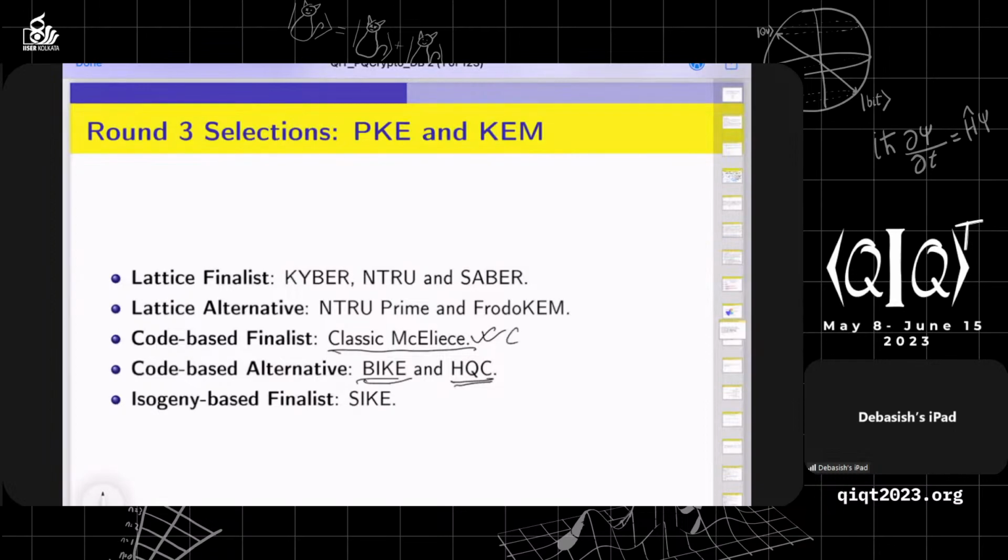McEliece is based on Goppa code. Similarly, BIKE is based on the MDPC code, like medium density parity check code. And HQC is based on BCH and RS code kind of thing, RM and RS code.